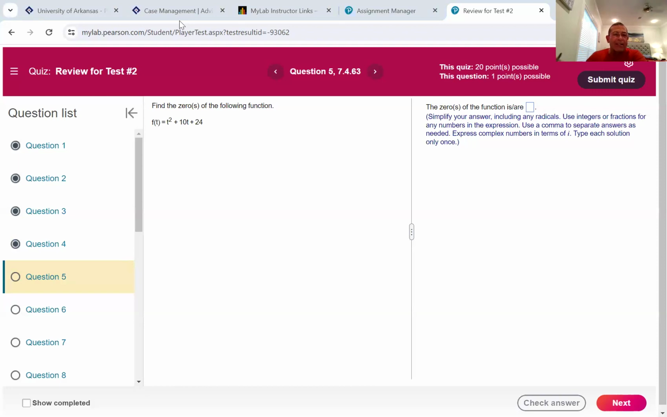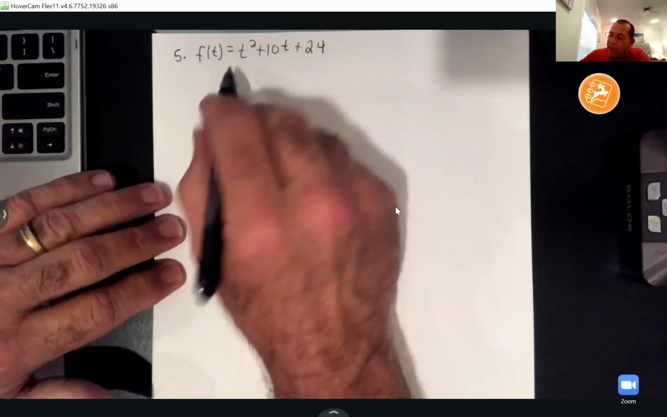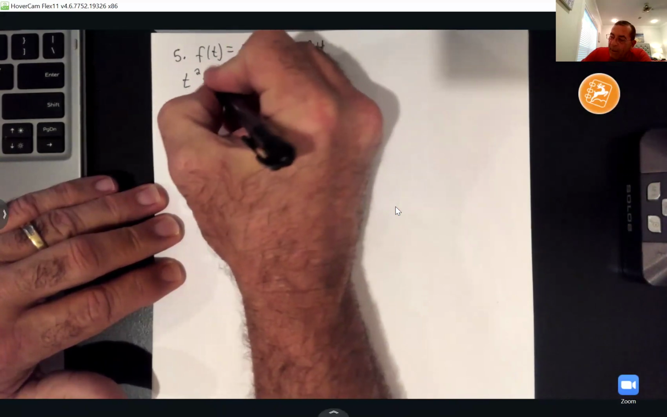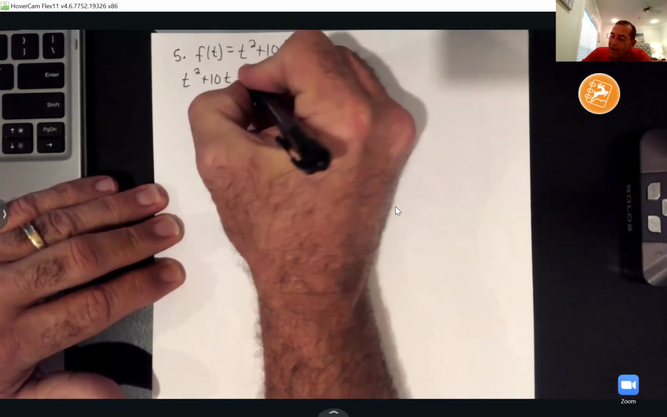All right, so we're going to find the zeros, and on this one, I'm actually going to work this on my paper here. So let me write down the problem. I got f of t equals t squared plus 10t plus 24. So let me share my pad here. On this one, I would just set this equal to 0 and factor it. So number 5 will be factorable for you.